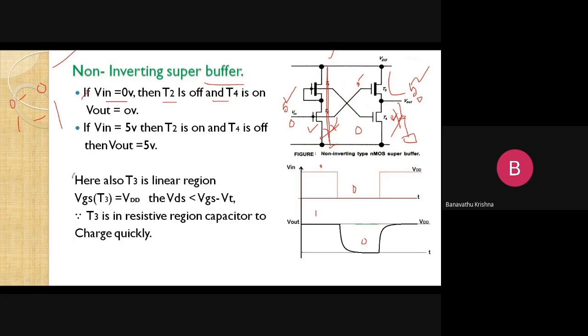Here one more point, it is the same thing. Here also T3 is going to be working in the linear region, that is VGS of T3 equals VDD. Then VDS is less than VGS minus VT. Therefore T3 is in the resistive region, and the capacitor is charged very quickly. Right? So this is the concept of super buffers: in inverting super buffers and non-inverting super buffers, how the capacitor is charged very quickly.